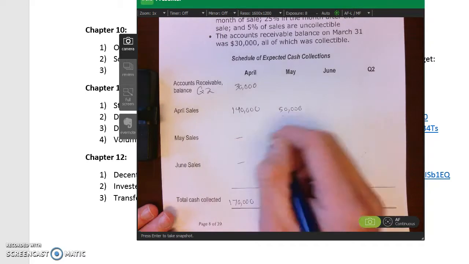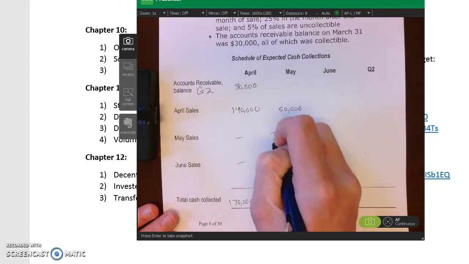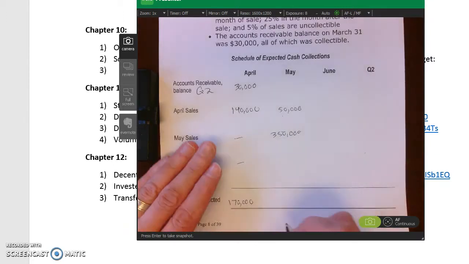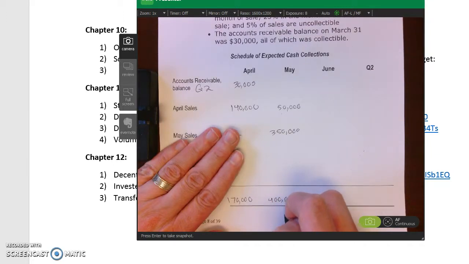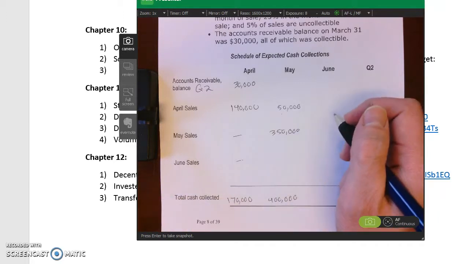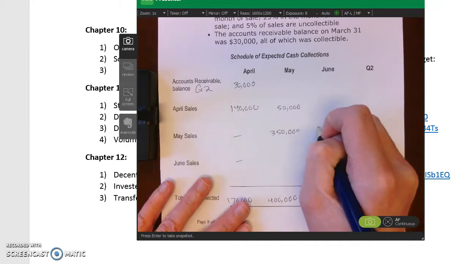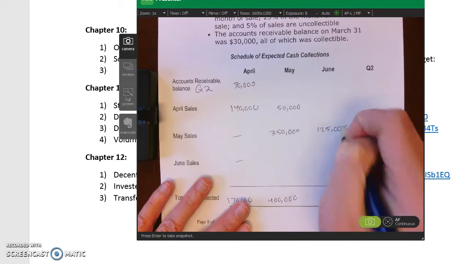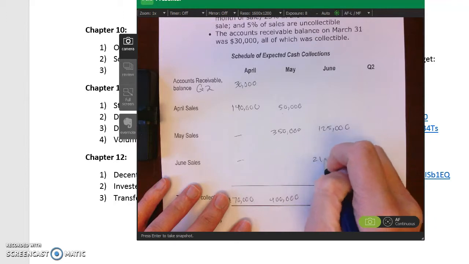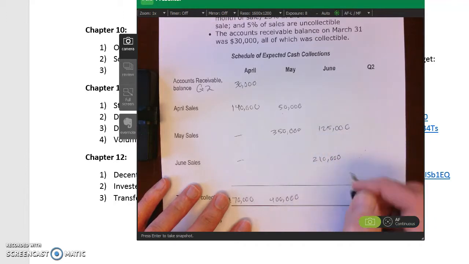Okay? So we look at May sales. So I'm going to continue on. May sales, $500,000 times 0.7 gives us $350,000. We're going to collect our $400,000 right over here in May. And then we do the same thing. May sales collected in June would be the 25%, which is $125,000. And then, of course, we have 70% of June sales collected in June, which is the $210,000. 70% of the $300,000.